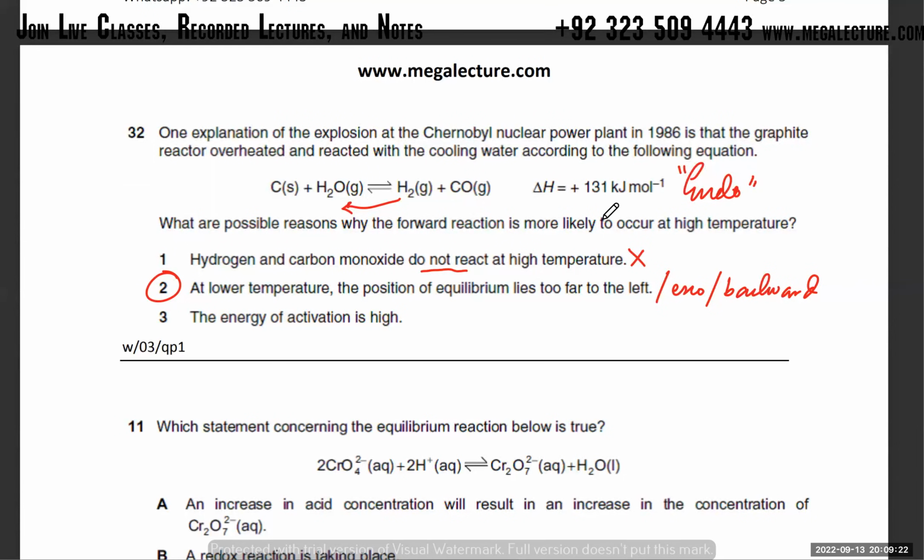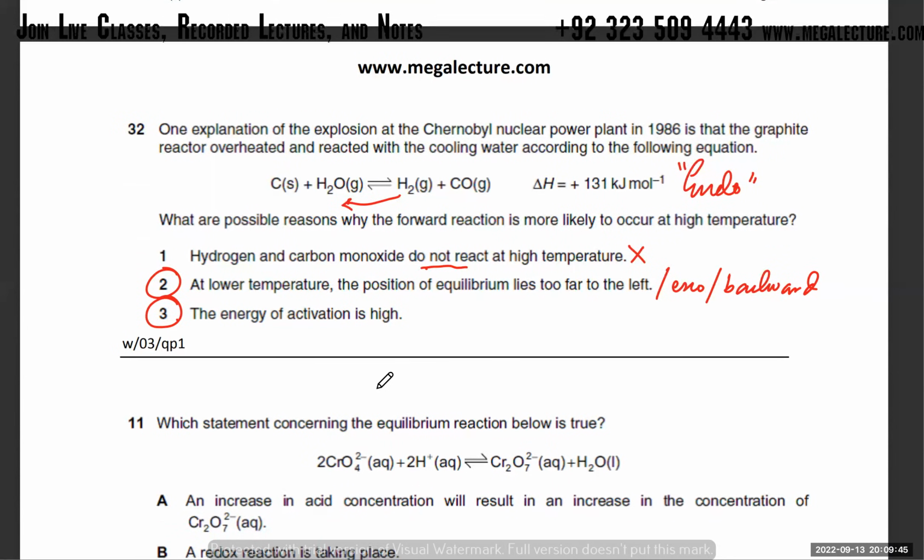So why will the forward reaction be more likely to occur at higher temperatures? Because a lot of reactions need activation energy. So at higher temperatures they'll have the activation energy. So it's more likely to occur. Any reaction is more likely to occur at higher temperatures. Is that clear? Yes. So, yes sir, 2 or 3 are making sense. The first one is not.